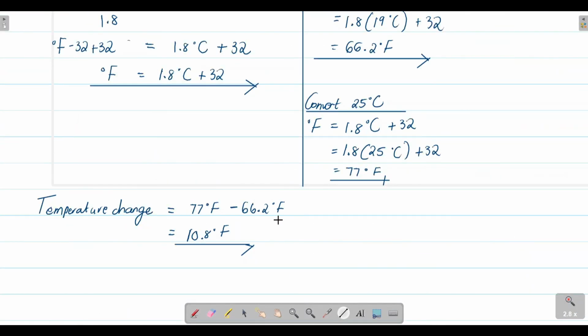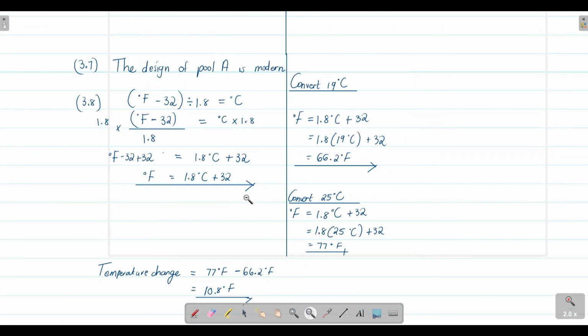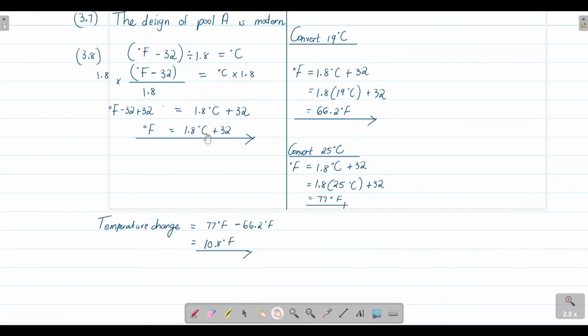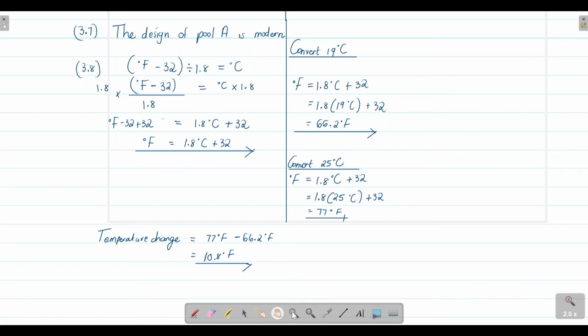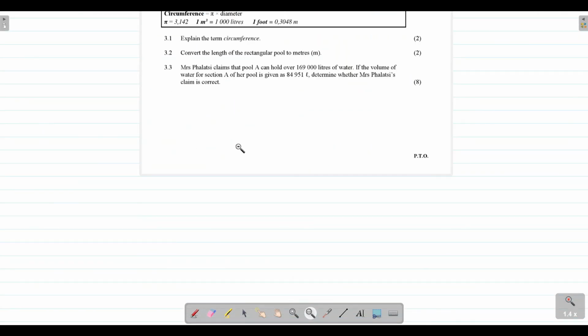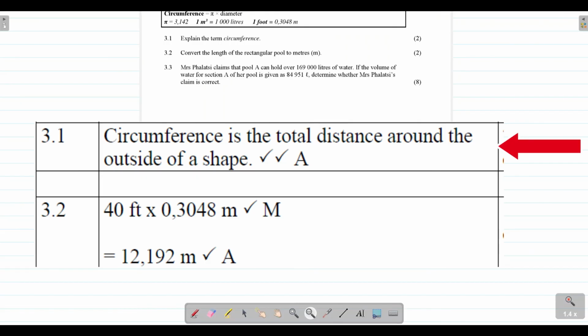All right, so let's just quickly look at how they would mark this question, because that is very important. In question 3.1, you will get 2 marks for giving the definition of the circumference. In question 3.2, you will get 2 marks for showing how you converted your 40 feet, for showing that 40 multiplied by 0.3048. You'll get 1 mark for that, and another mark for your final answer of 12.192 meters.